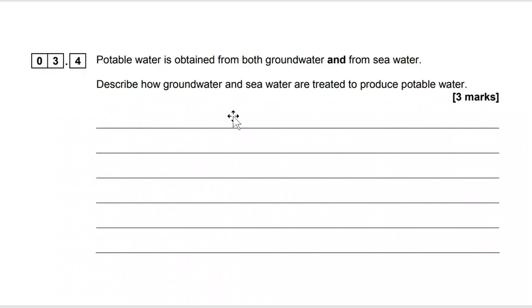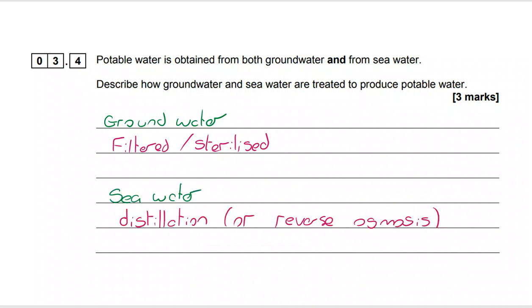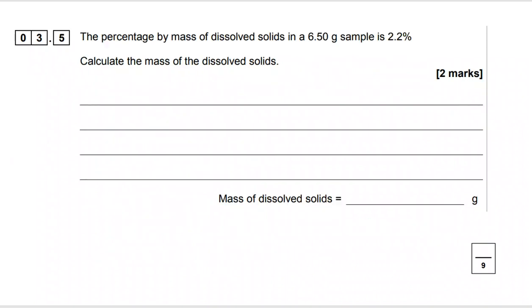On to 3.4, potable water is obtained from groundwater and seawater. How are they treated to produce potable water? Well, groundwater, we filter and then we sterilise. We filter to get rid of solid waste and then we sterilise to get rid of the bacteria. And seawater, we do it using distillation. There is an alternative. You can talk about reverse osmosis there as well, but distillation is the most common answer.